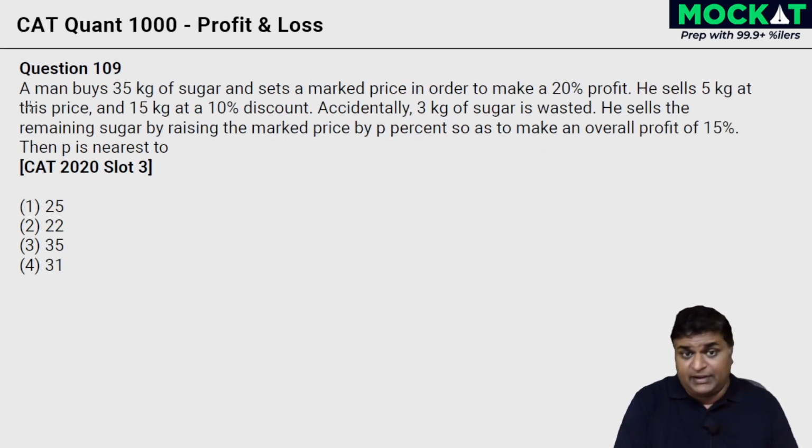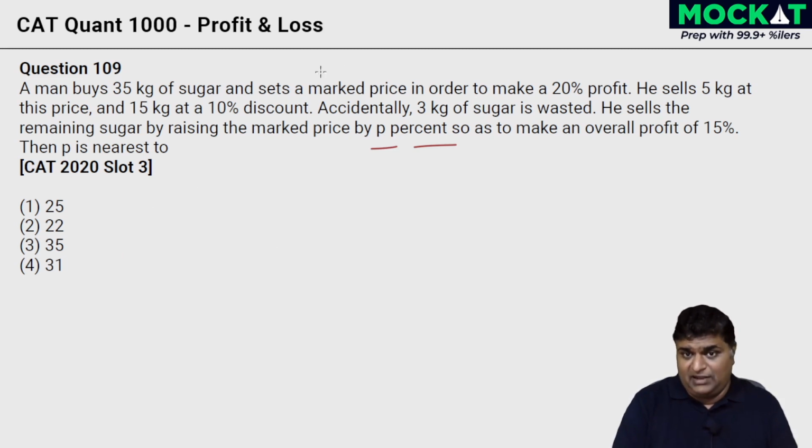On to question 109. A man buys 35 kg of sugar and sets a mark price in order to make a 20% profit. Fine. Setting a mark price. And then he sells 5 kg at this price, 15 kg at 10% discount, and all of that. No absolute value is given. P%, P we have to find. Perfect. So we can just assume a value over here, right?